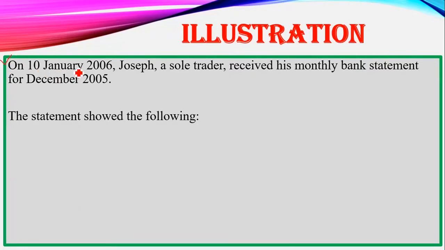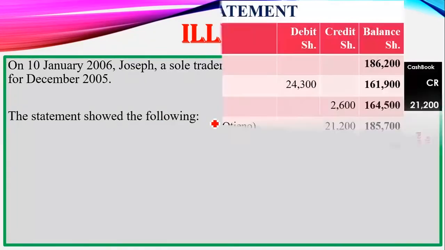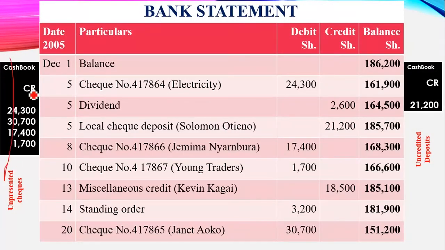On 10th January 2006, Joseph, a sole trader, received his monthly bank statement for December 2005. The statement showed the following. So ignore this, it's not part of the question. So you're given the bank statement here. As at December 1st, the balance at the bank was 186,200.